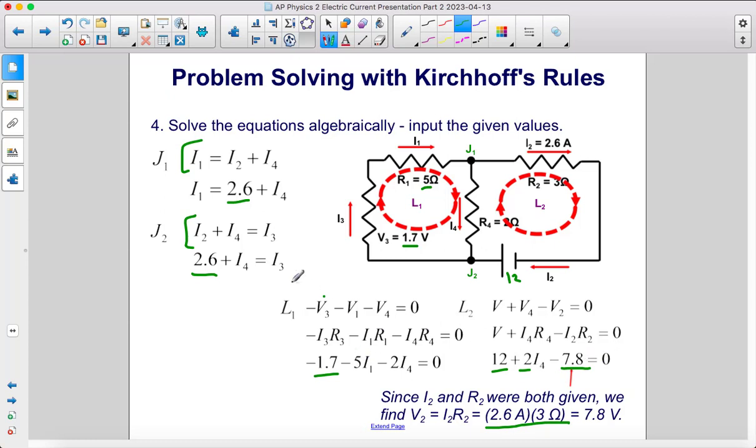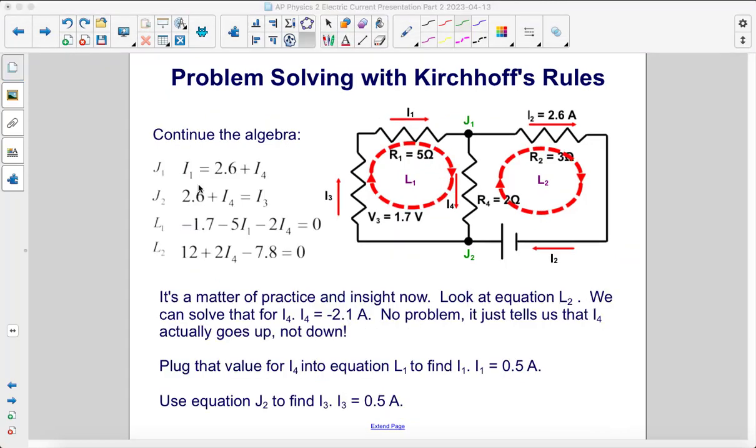So now we have 4 equations. We've plugged in everything we know. All right, so at this point we have 4 equations and only 3 unknowns. So we can solve for I1, I3, and I4. At this point, it's a matter of practice and insight. Look at equation L2. We can solve this for I4. Because this is a number and that's a number. So I4 is negative 2.1 amps. Negative, well, all that tells us is that we were wrong about the direction of current here. It actually goes that way.